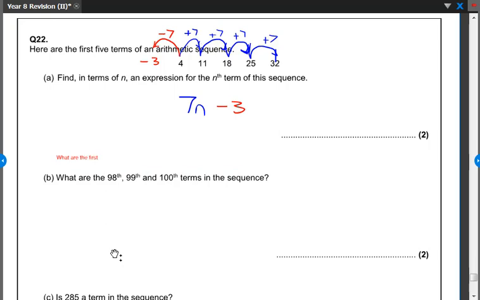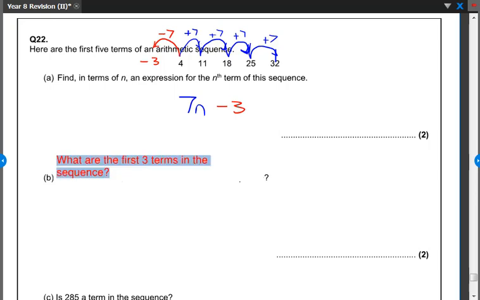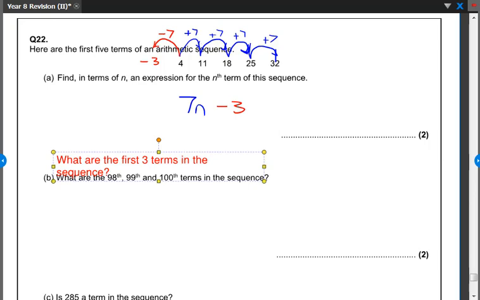Okay, so in this case, it's very obvious what the first 3 terms are, but I just wanted to show you how to do it. First 3 terms in the sequence. Now, we've already been given these, right? But I just want to show you how it's done. I'm going to leave this. All right, there. What are the first 3 terms in the sequence?